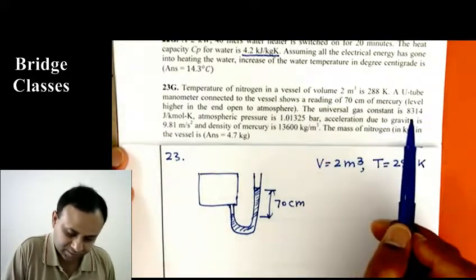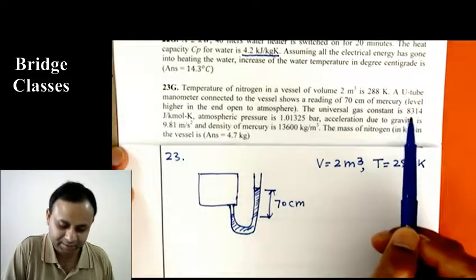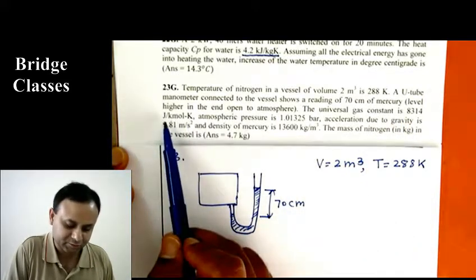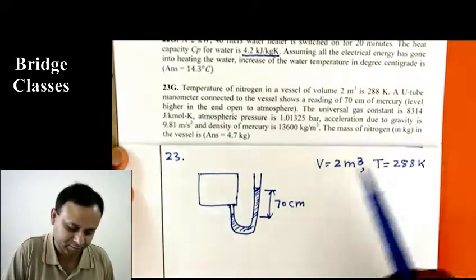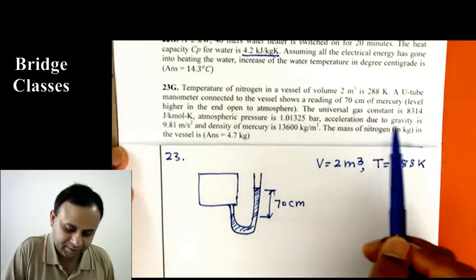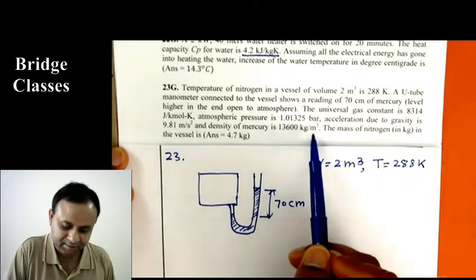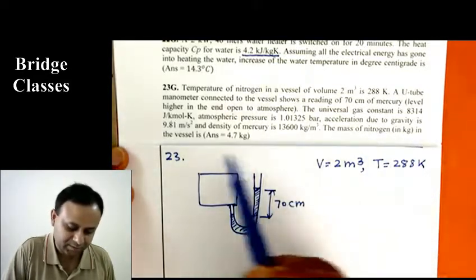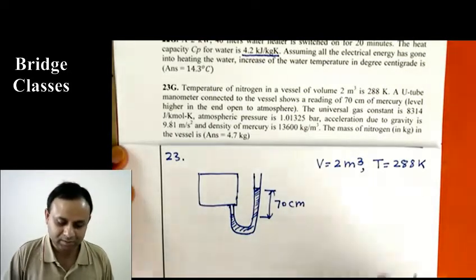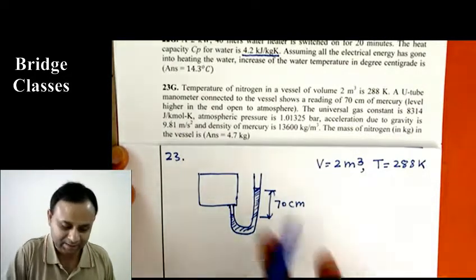The universal gas constant is 8314 joule per kilomole Kelvin. So units here are given different. It is 8.314 joule per mole Kelvin, but it is joule per kilomole, so it becomes 8314. And atmospheric pressure is given this much bar. Acceleration due to gravity is 9.81, and density of mercury is 13600. We have to determine the mass of nitrogen in the vessel. Nitrogen under these conditions is going to behave as an ideal gas.